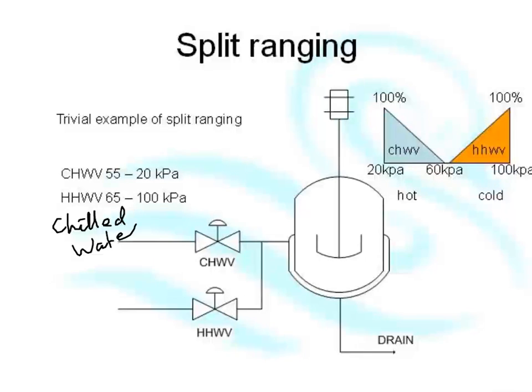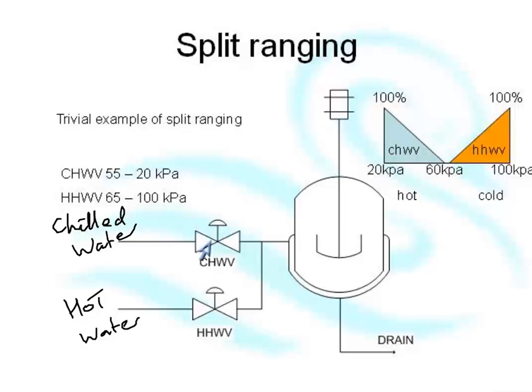Chilled water, and this is hot water. So if my whiskey tun gets too hot, then I output a low signal below 60 kPa. So if it gets too hot, my output goes maybe 20-30 kPa, which opens up the chilled water valve.